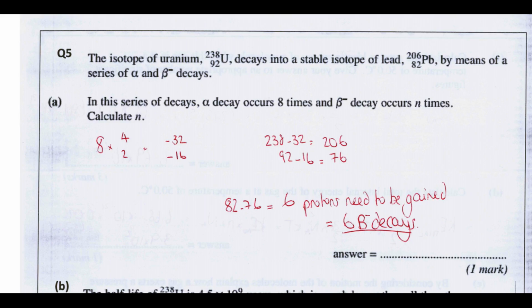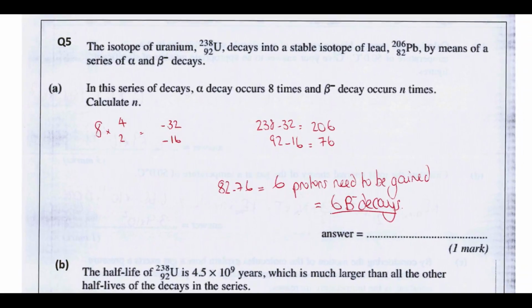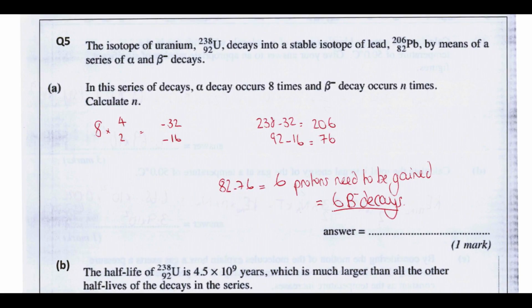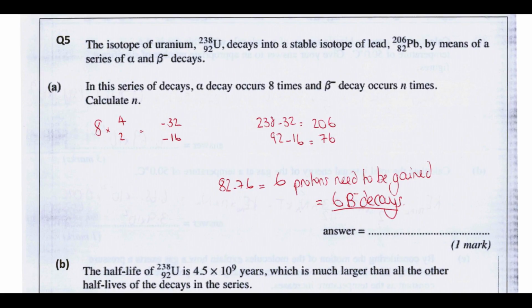Okay, so we're going to finish off by looking at some radioactivity. So we've got some more uranium here. We've got uranium-238 decaying into lead, which a lot of things do because lead's very stable, so it comes at the end of a lot of decay chains. What it says is we've got 8 alpha decays, and we want to know how many beta minus decays. So the first thing I've done is work out what the change in the nucleon number and proton number are associated with the alpha decays.